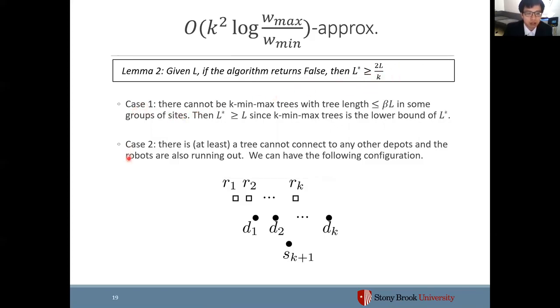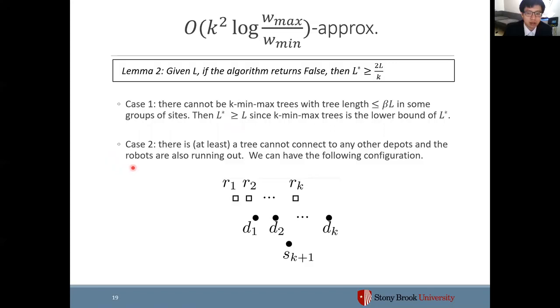Remember, we have 2 cases to return false. The first one, you cannot have a k min-max tree with tree length less than beta L. And because this min-max tree is actually a lower bound of L star, you can easily infer that L star must be larger than L.